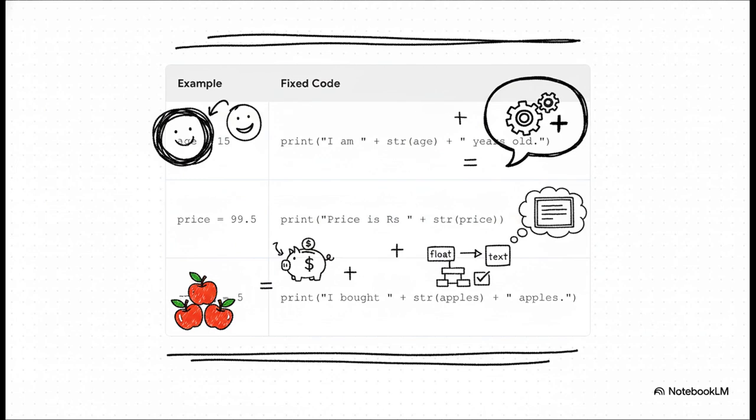And here it is, the fix in action. Look at that first row. Our original problem with the age, solved, just by wrapping that number in the string function. Same thing for the price. The float 99.5 gets converted, and the sentence prints out perfectly. And with the apples, too. It works every time, whether you're dealing with an integer or a float.